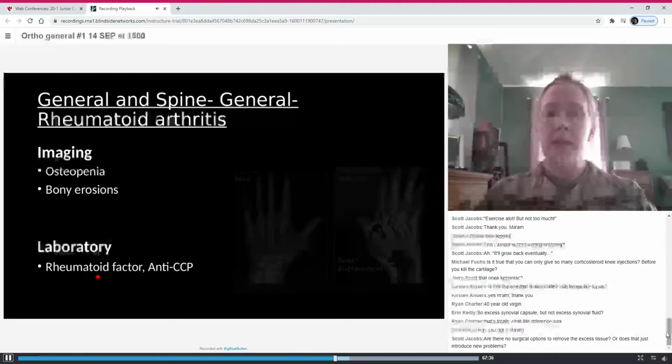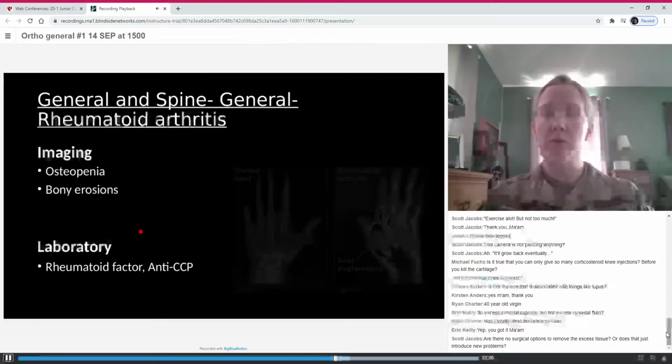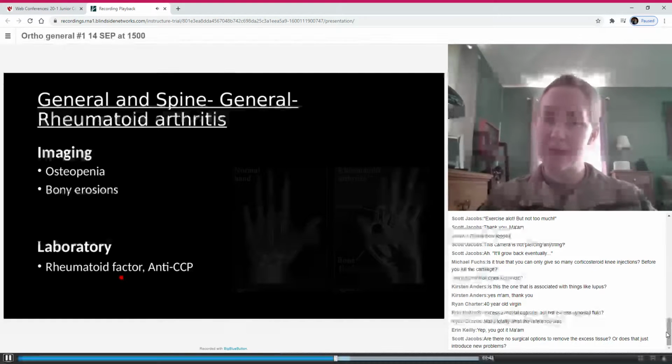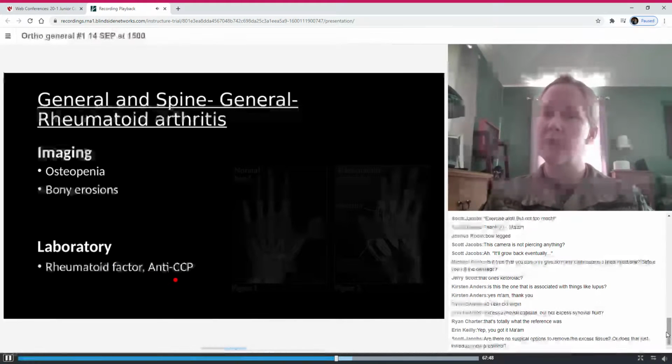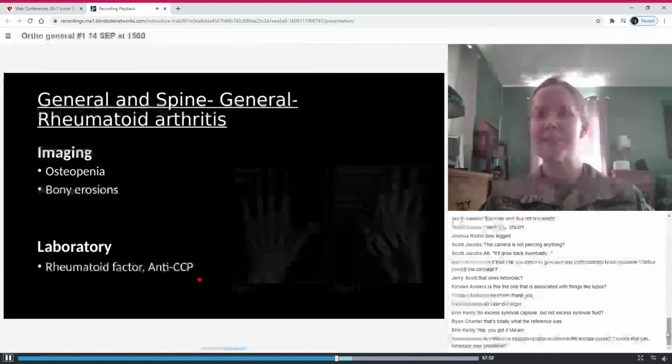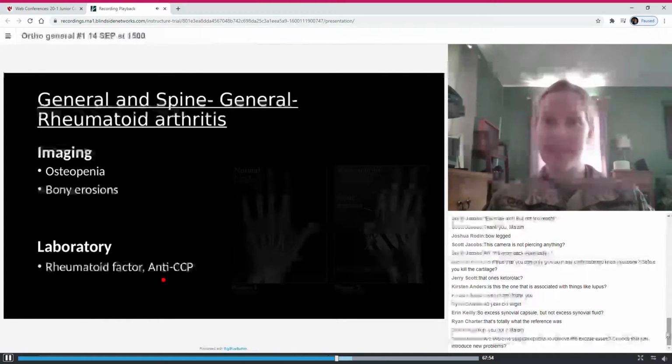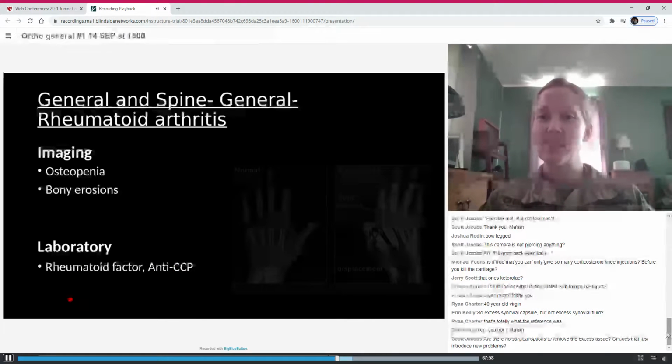Some laboratory findings that we may find with rheumatoid arthritis: rheumatoid factor. If you guys will remember from Clin Lab, that was just a thing that they found. The one that is more specific for rheumatoid is actually anti-citrullinated peptide, anti-CCP. There's a reason we have big words that turn into little words. So those two labs are more specific for our rheumatoid pathologies.